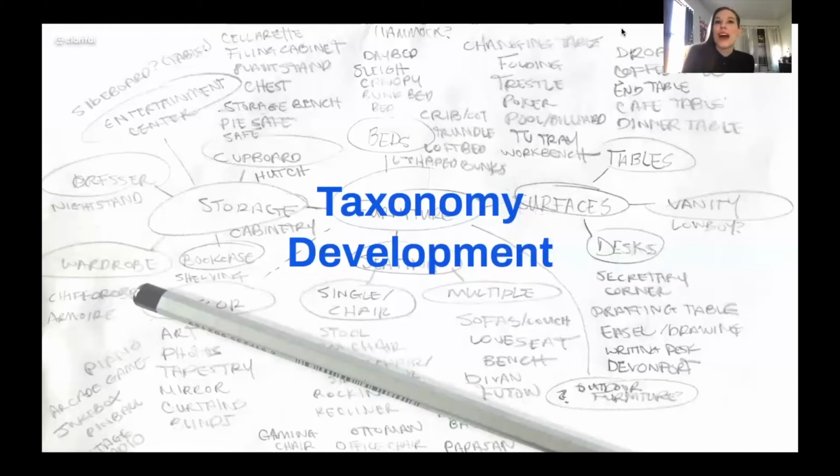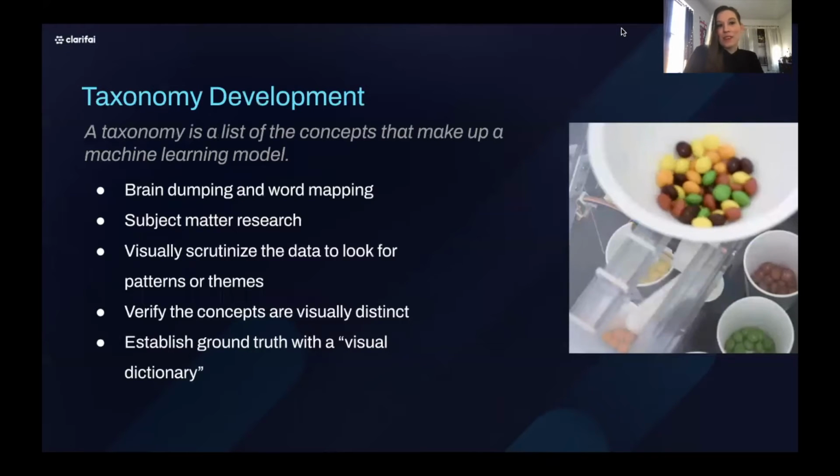So once you have defined your success criteria, or your model goals, or decided what type of model you're going to build, it's time to define the model taxonomy. A model taxonomy is just a list of the concepts that make up your machine learning model. And here are some tips for developing your taxonomy.